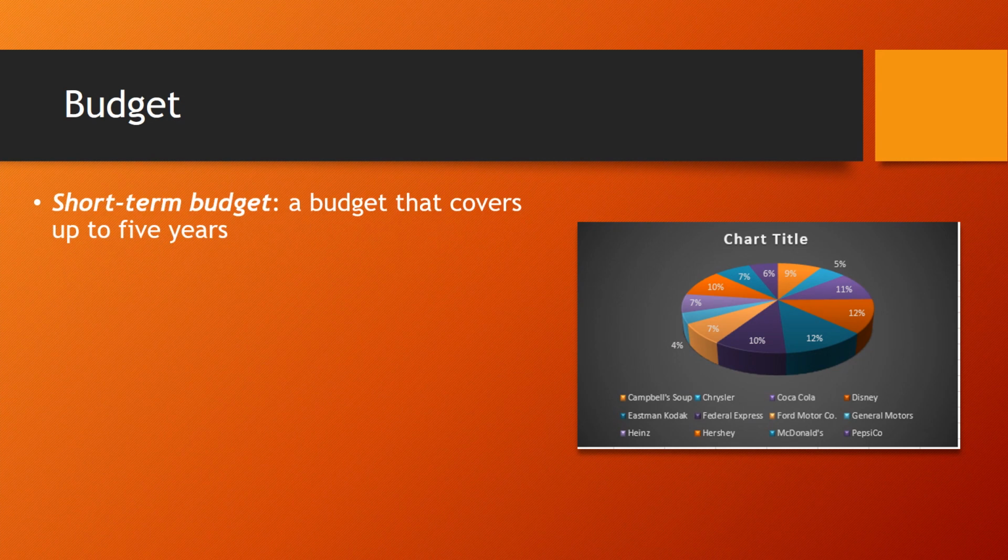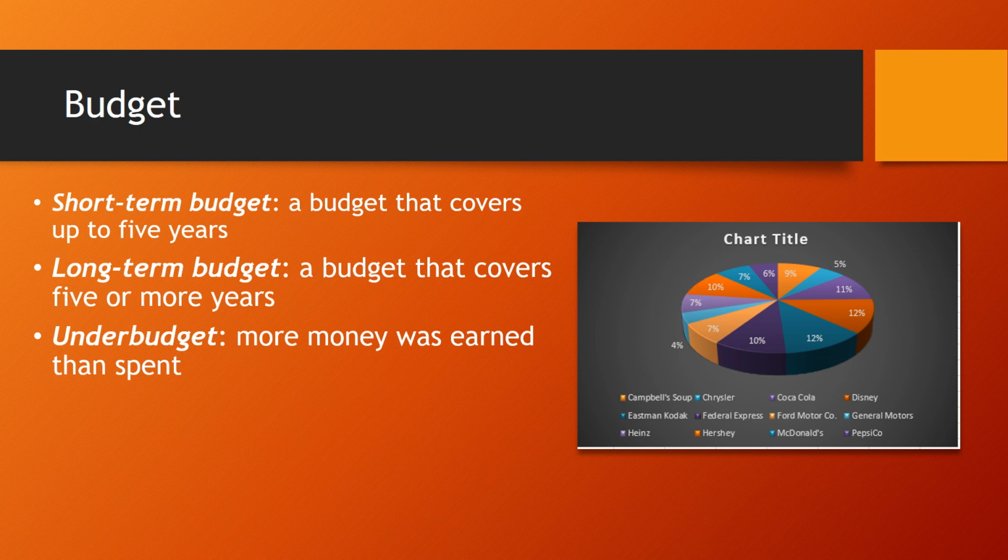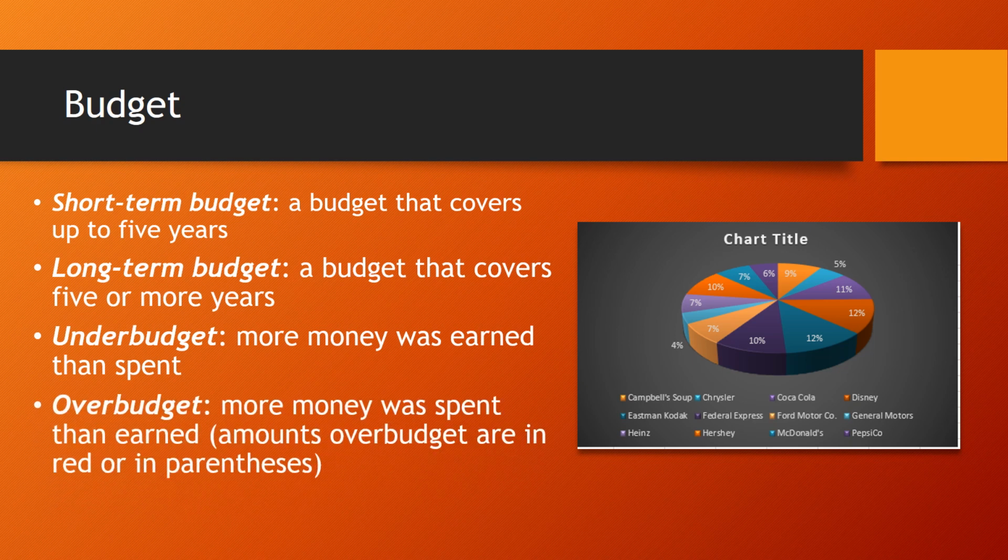Short-term budgets cover up to 5 years. Long-term budgets cover 5 or more years. It is said that a business is under budget when more money was earned than spent. A business is over budget when more money was spent than earned.